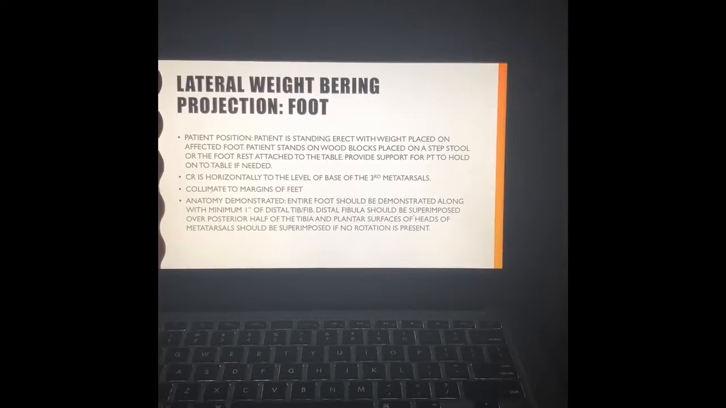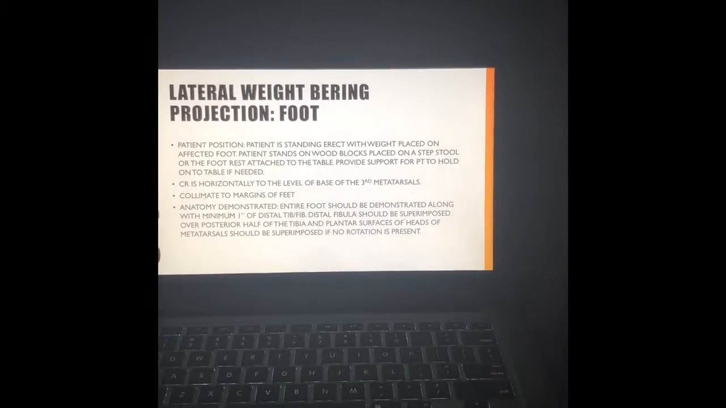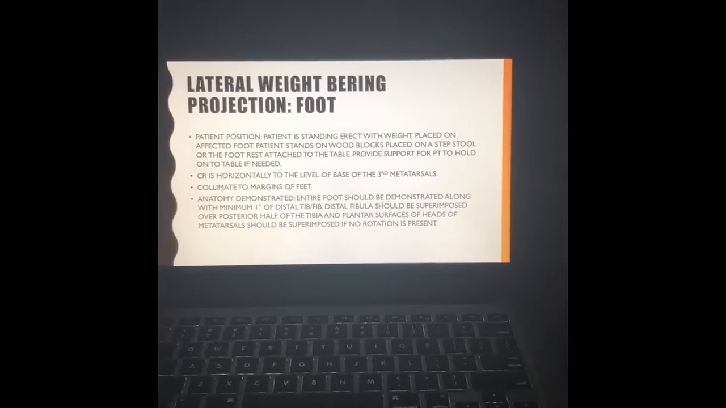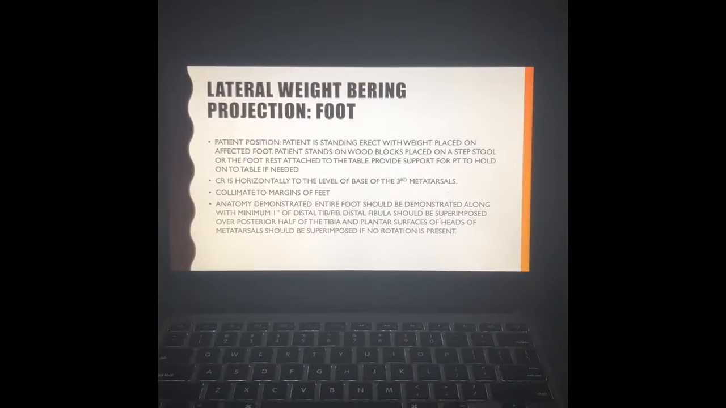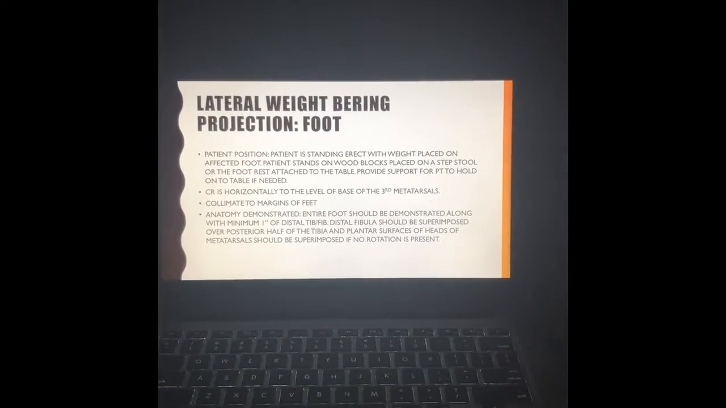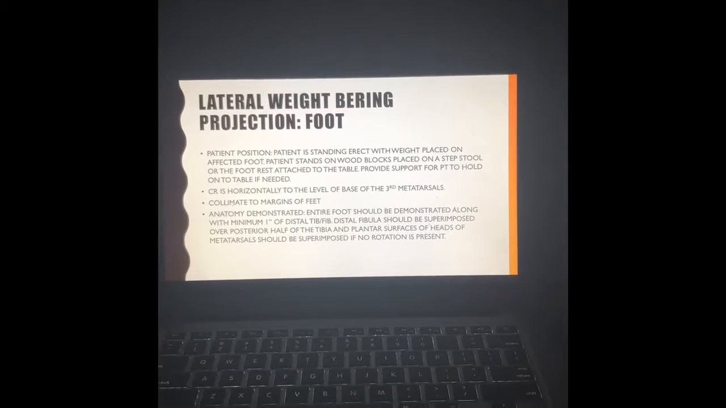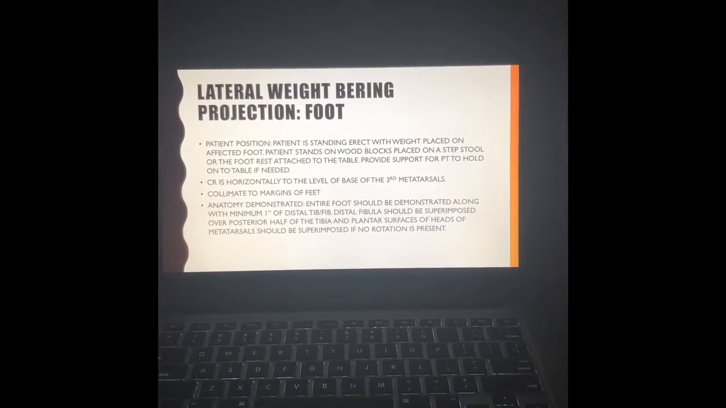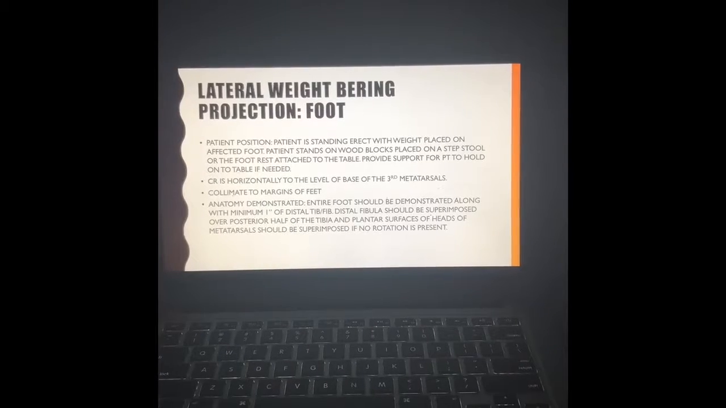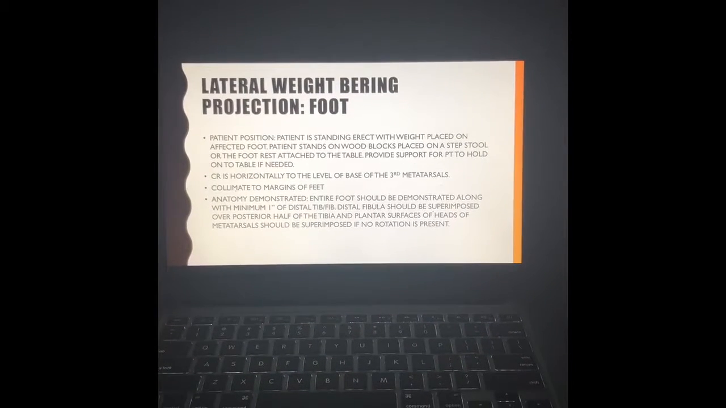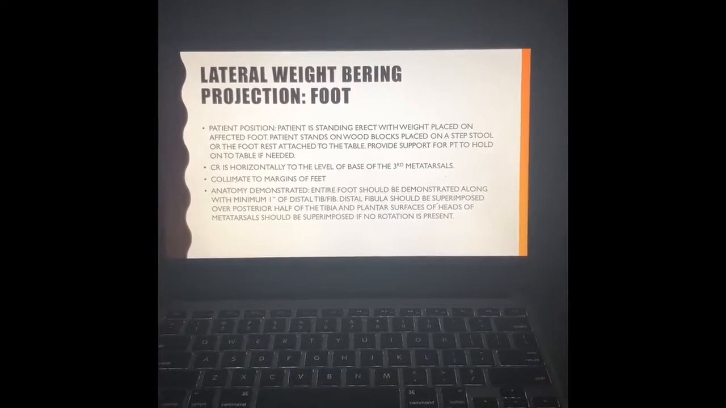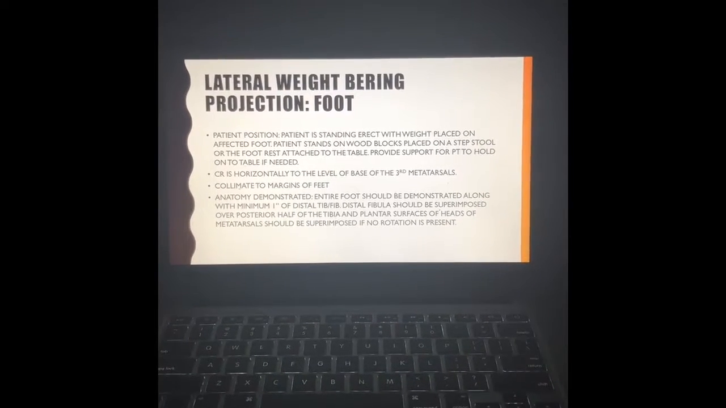Anatomy demonstrated: the entire foot should be demonstrated along with a minimum 1 inch of distal tib-fib. Distal fibula should be superimposed over posterior half of the tibia, and plantar surfaces of heads of metatarsals should also be superimposed if no rotation is present.